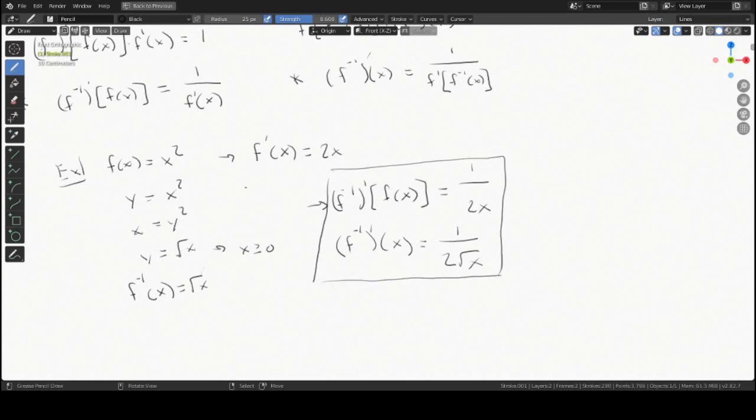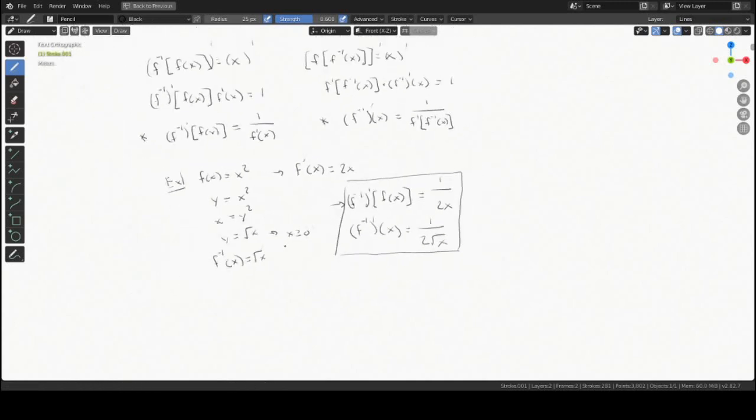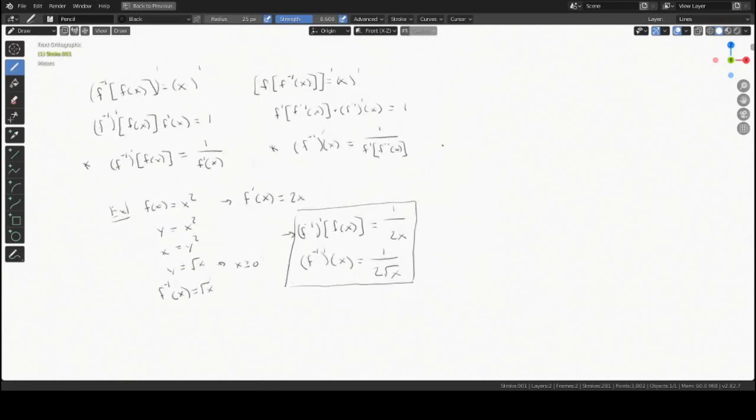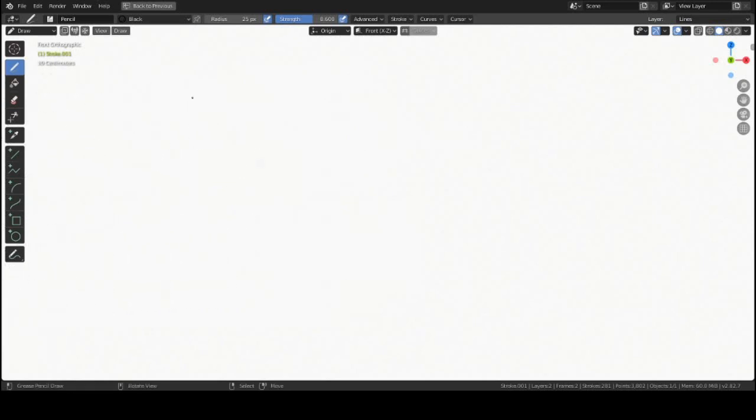Okay, so now that we have that down, let's go ahead and look at how we might be able to take the derivatives of the inverse trig functions. So I'm gonna move over here and we'll look at that. So let's start with the example of sine inverse of x. Okay, so y equals sine inverse of x.